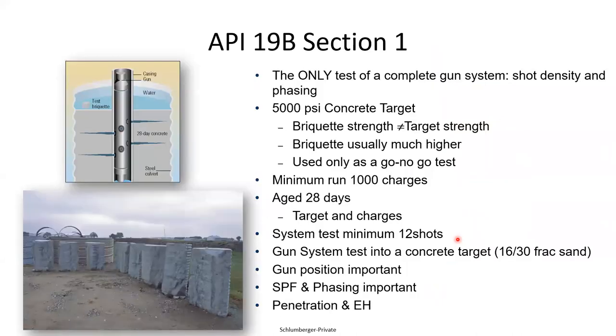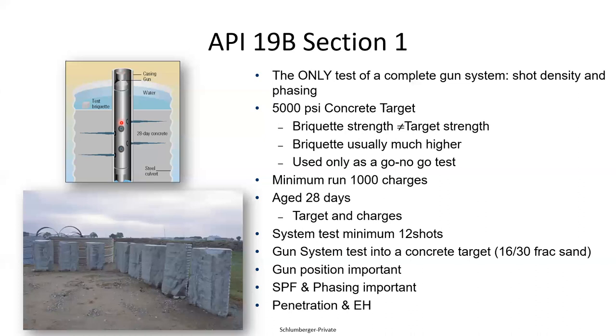Now, how do we qualify explosives? In the industry, we have the American Petroleum Institute. For the qualification of explosives, we have API 19B, and we have two sections, section one and section two. In section one, we are going to have a block of cement. This block of cement will be 28 days old. We have our casing over here, and we have the gun that we are going to test.